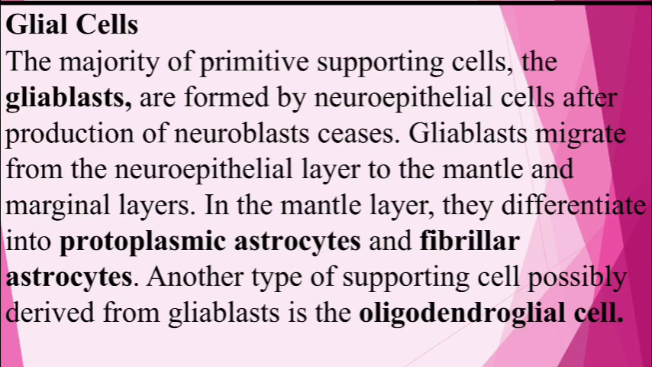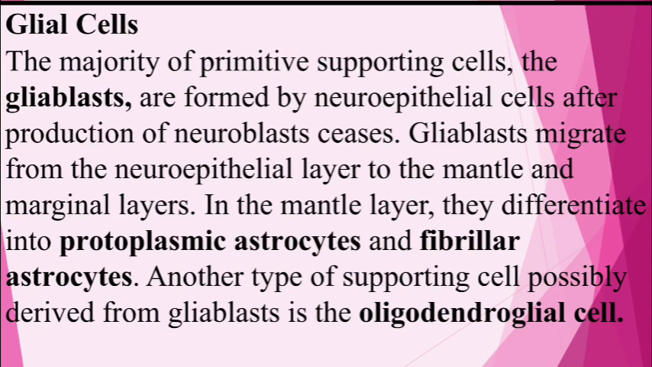You also have another type of supporting cell which is most likely derived from the glioblast. That is called the oligodendroglial cell. This one is important because this cell is found around the marginal layer. It forms myelin sheaths around the ascending and descending axons in the marginal layer.